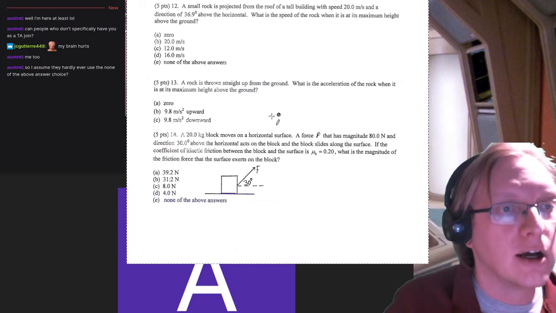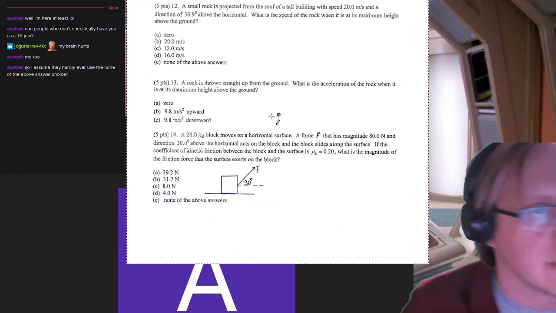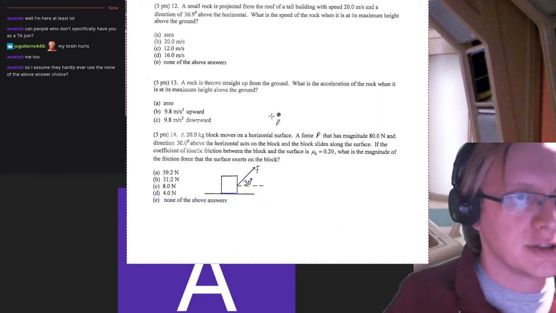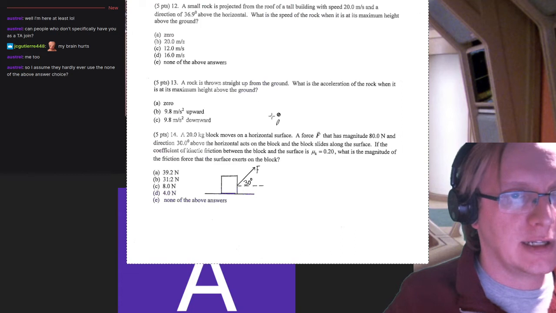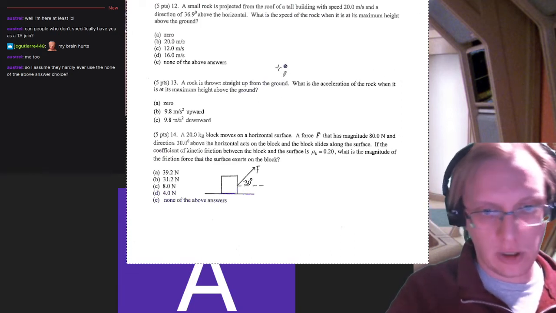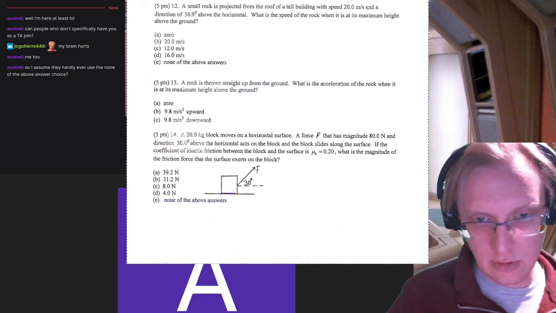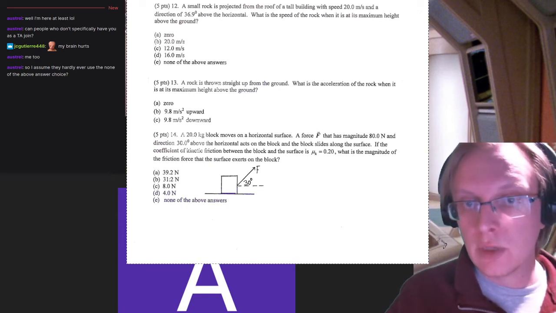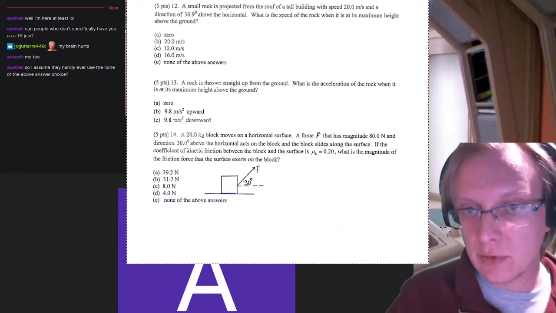All right, a small rock is projected from the roof of the top building with a speed of this much and a direction of that much. What is the speed of the rock when it is at its maximum height above the ground? Okie dokie. Let's click on the correct layer.